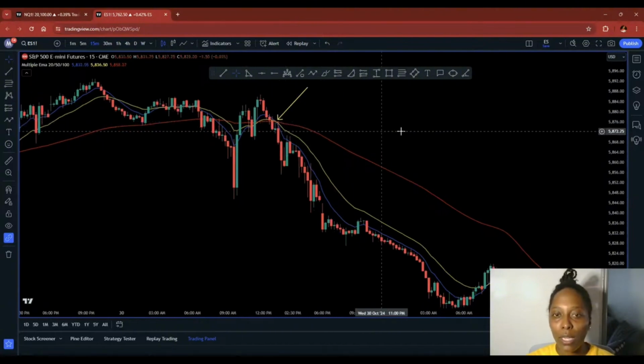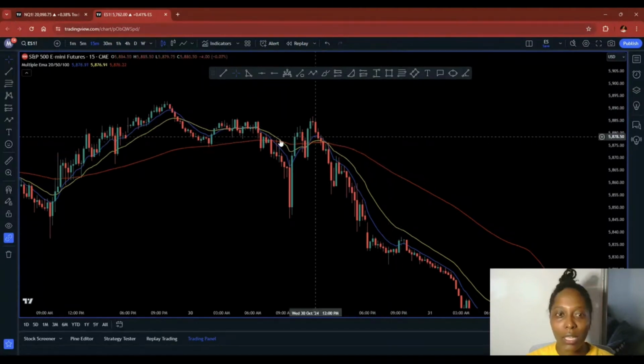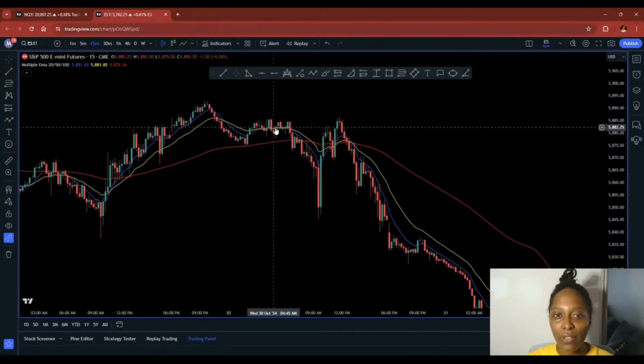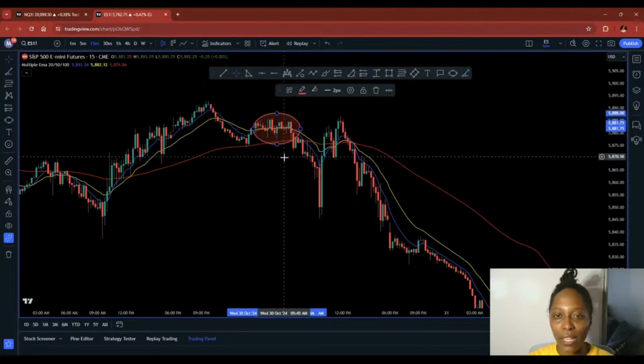Okay. Now, another way to use moving averages is basically if you see the moving averages are flat, like here, in this section here, if the moving averages are flat, the trade is off.